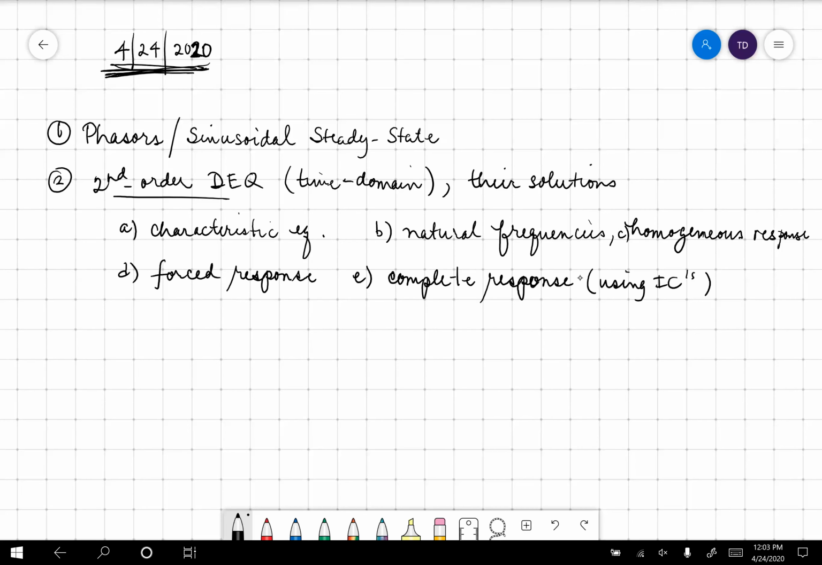If no initial conditions are given, then the complete response, for a second order differential equation, has two unknown constants in it. So we spent a good amount of time on that. Once we looked at that, we transitioned and said, all right, let's develop the differential equation from the circuit. So developing the second order differential equation.